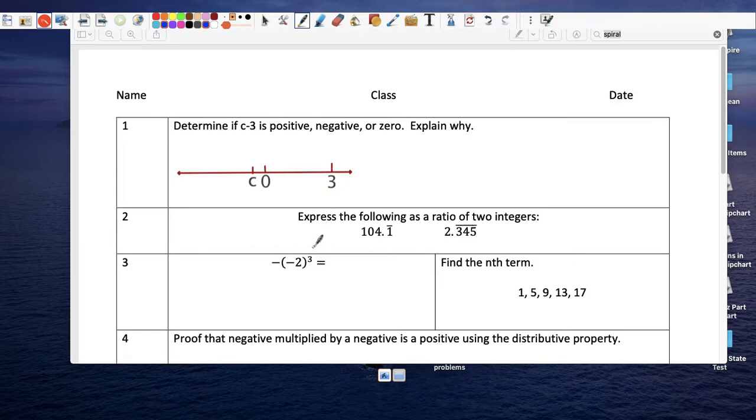The 3 is telling everybody inside the parentheses to multiply by itself. So let me rewrite this in standard notation. So this is what that equals.